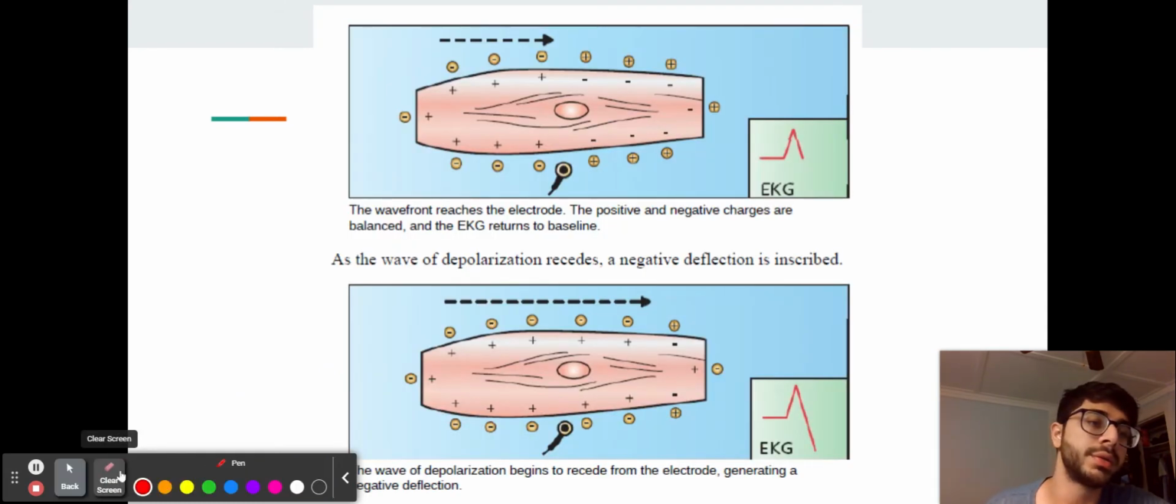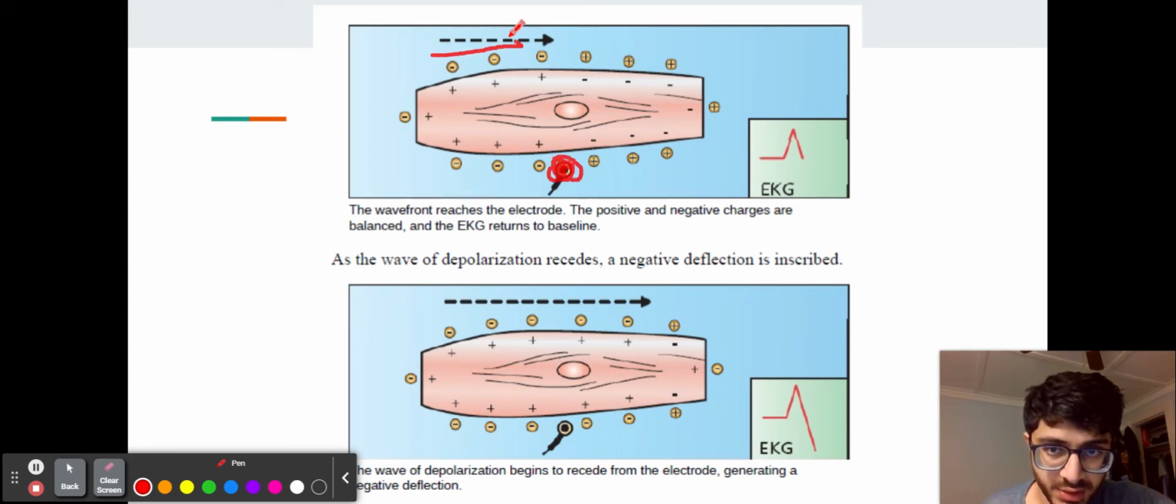Okay, and here's where things get tricky. This is the thing that no one ever teaches you. Look at this electrode right here that I'm circling in red right now. Electricity is coming towards it, so it should be like, hey, electricity is coming towards me. I will show a positive deflection.